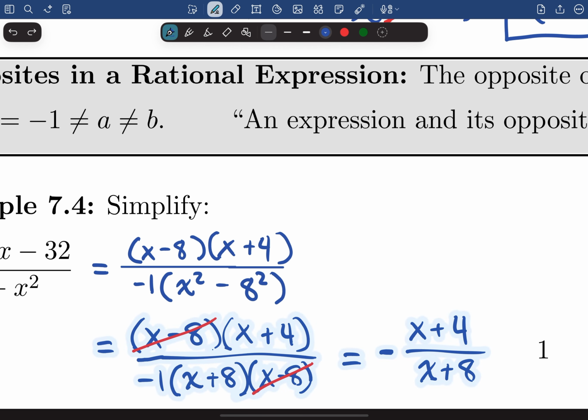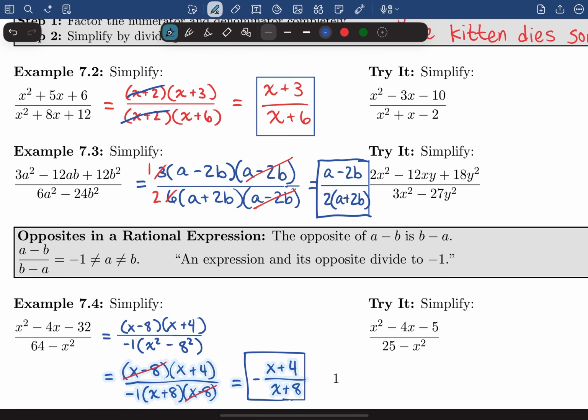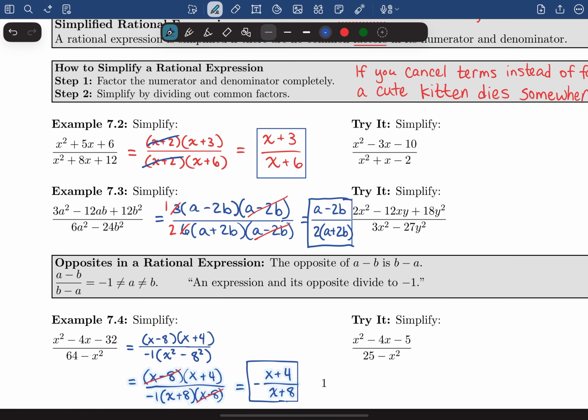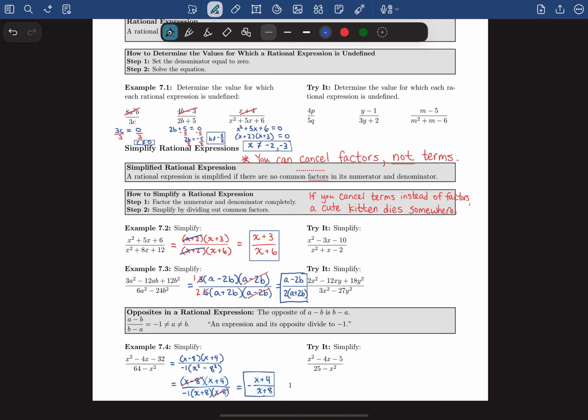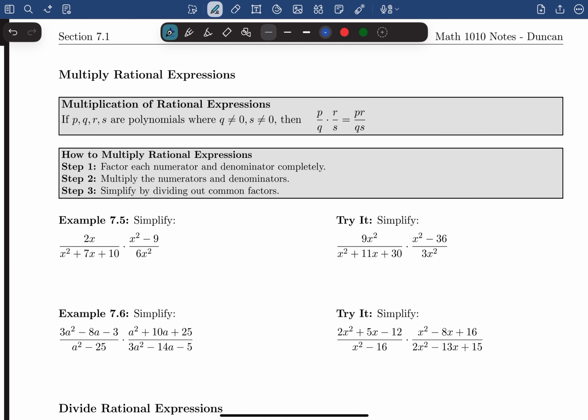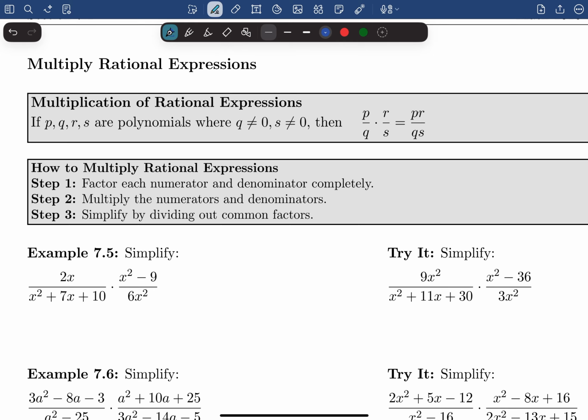This is it. And some of you, of course, will be tempted to kill a kitten at this point, and you're going to try to do, oh, x and x, they kill each other. No, you cannot cancel terms. Do not do that. Stop. Okay? So I'm trying to be very clear with you what the big mistake is that students make. Don't make that mistake. You're going to kill a kitten. Okay? There you go. Now let's go ahead and move forward into multiplying rational expressions together.